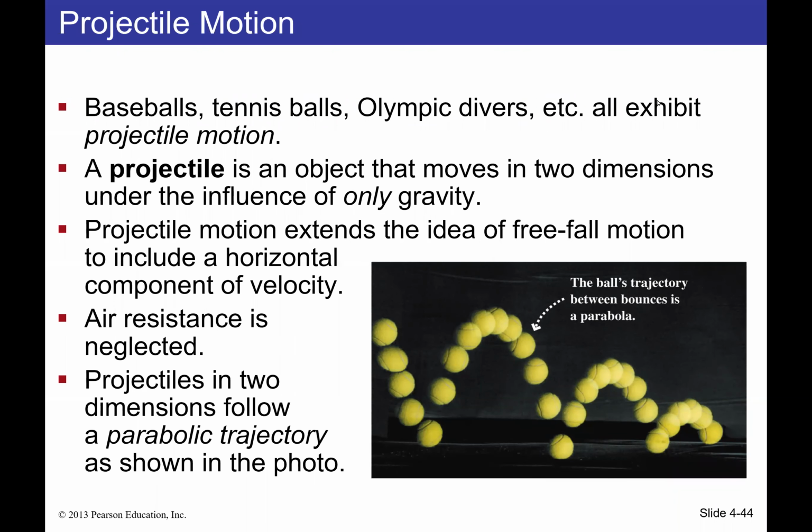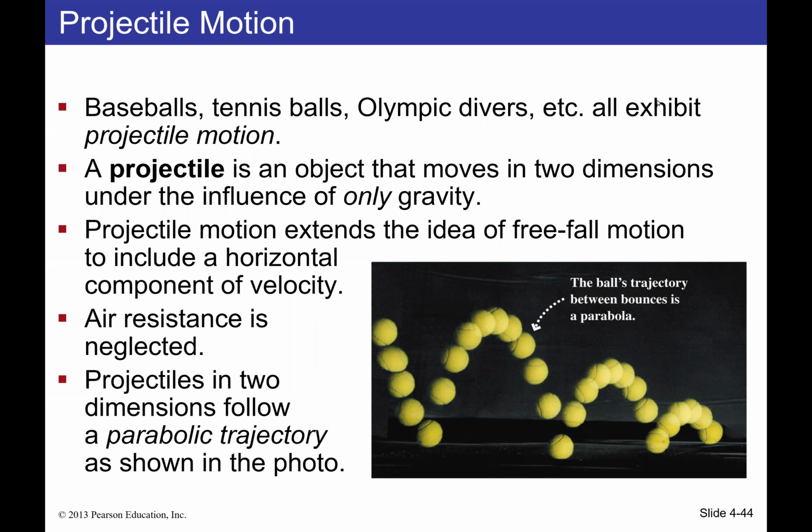All right, so next we're going to look at projectile motion, which is basically a two-dimensional free fall. You can have a baseball, a tennis ball, an Olympic diver, all exhibiting projectile motion, because they are objects moving due to the influence of gravity, and exhibit this type of motion.